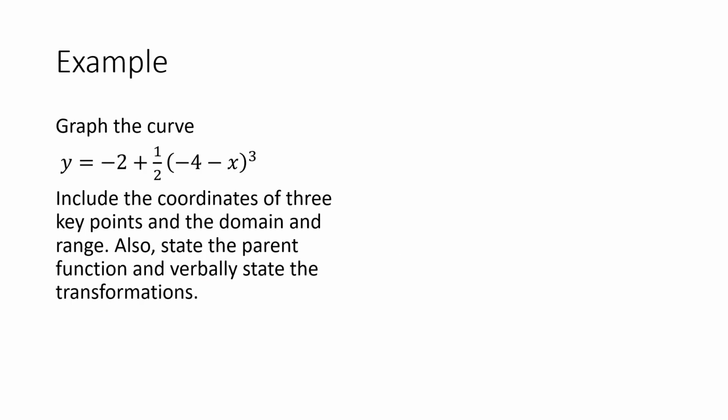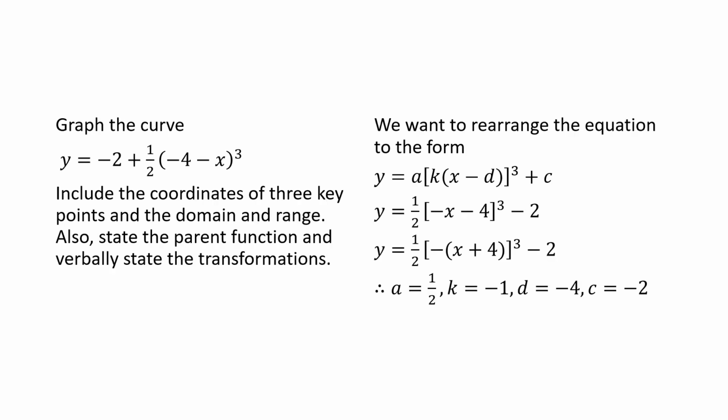So now we graph this curve, -2 plus 1/2 times the quantity -4 minus x, cubed. Well, what we're going to do is algebraically manipulate it. We'll put that -2 on the end, and that's going to be our c value. And then we'll have that 1/2 in front. We're going to want to rearrange the argument or the input of -4 minus x, and then factor that -1 out in front. And when we do all that manipulation, we end up with a equaling 1/2, k equaling -1, d equaling -4, and c equaling -2.